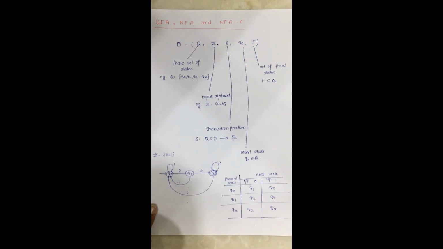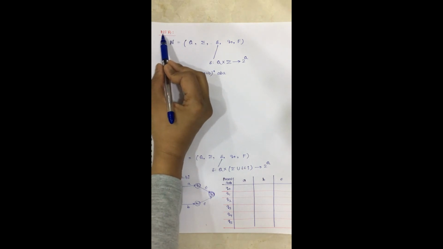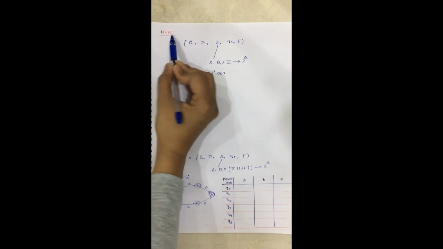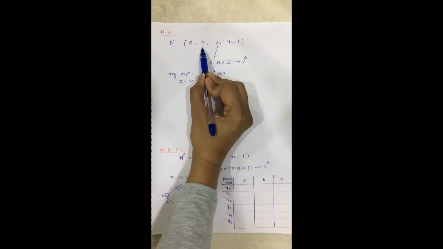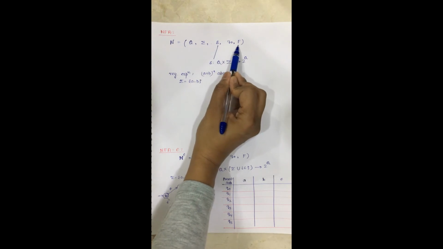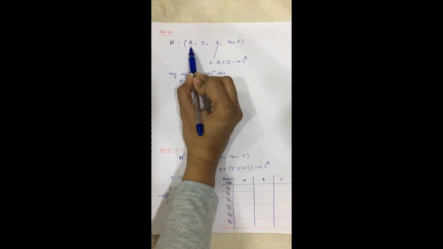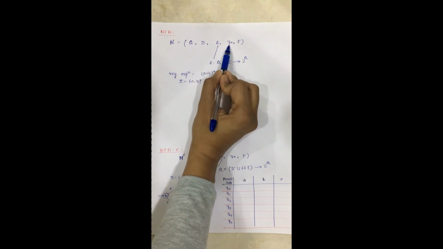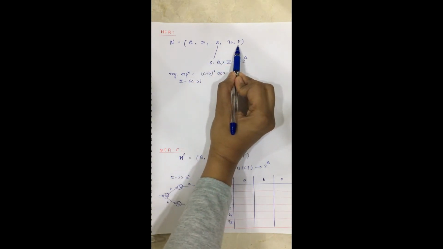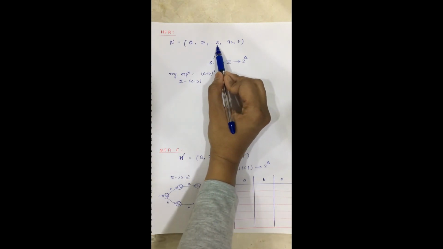Now next is NFA. NFA stands for non-deterministic finite automata. Again, it can be defined using 5 tuples: capital Q, sigma, delta, Q naught and capital F. Capital Q, as we discussed in deterministic finite automata, stands for the finite set of states. This is the input alphabet. This is the start state. Capital F stands for the set of final states. Now the difference lies in the definition of delta.